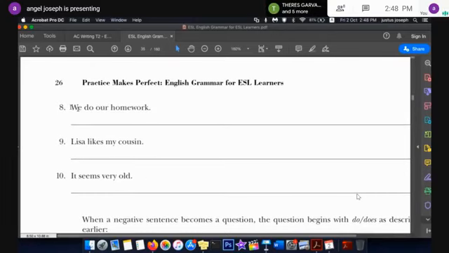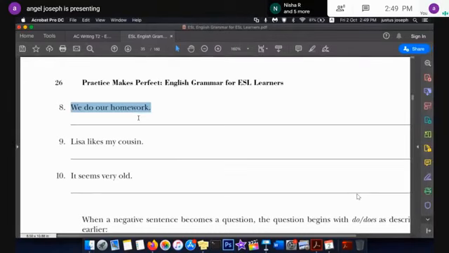Look at this eighth one. Tell me the negation for this. We do our homework. We do not do our homework. Very good. So we do not do our homework. So you have not changed the tense or anything, and that's the perfect correction there.